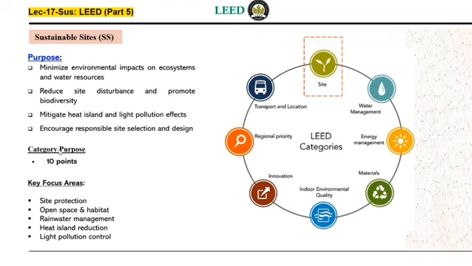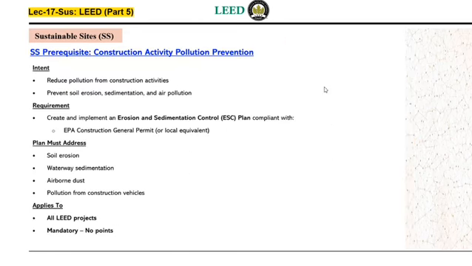This category covers 10 points, which means we can earn around 10 points if we comply with all the requirements. Key focus areas are site protection, open space and habitat, rainwater management, heat island reduction, and light pollution control. So here we have 8 or 9 categories, and today our focus is Sustainable Sites, in short form SS.